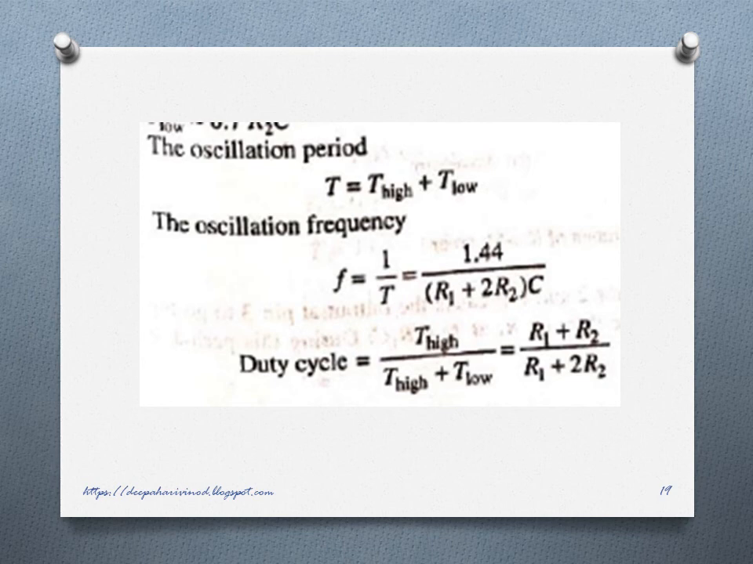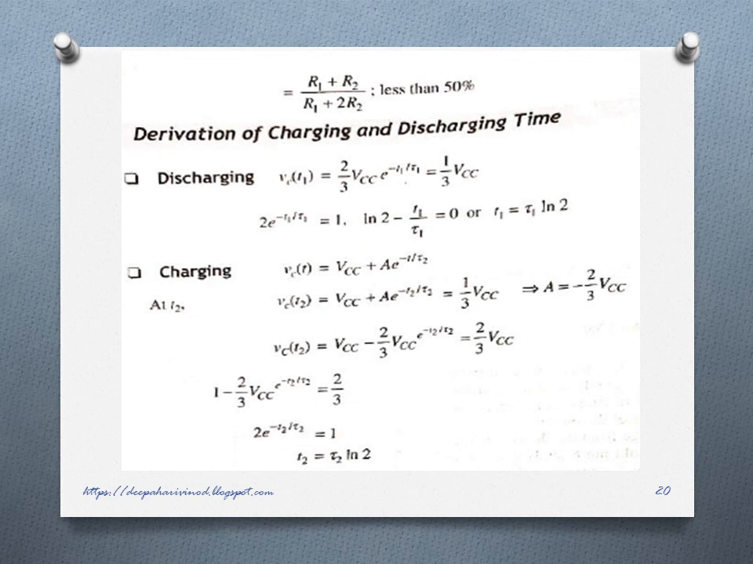That is, it can be equated to 1.44 divided by R1 plus 2 R2 into C, because T high equals 0.7 times R1 plus R2 into C, and T low is 0.7 R2 into C. Now duty cycle I can write as T high divided by T high plus T low, which is equal to R1 plus R2 divided by R1 plus 2 R2, which is more than 50%. So now the derivation of charging and discharging time.